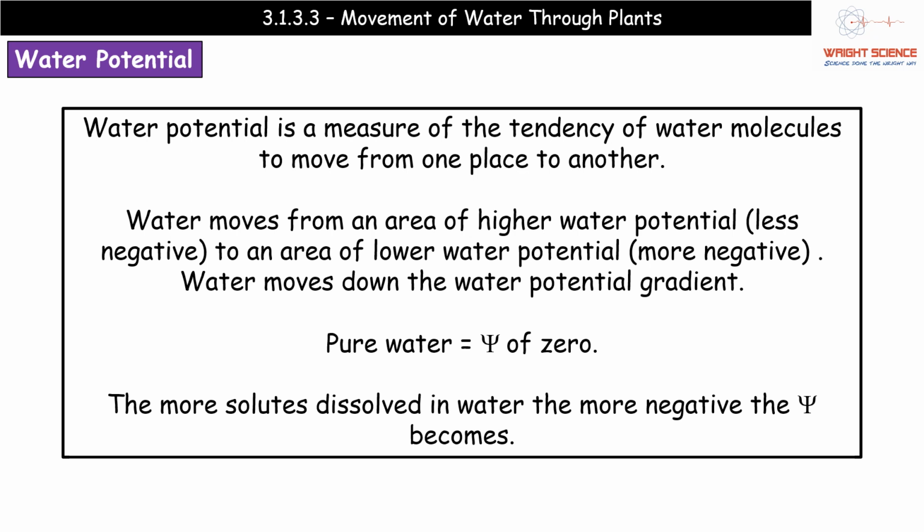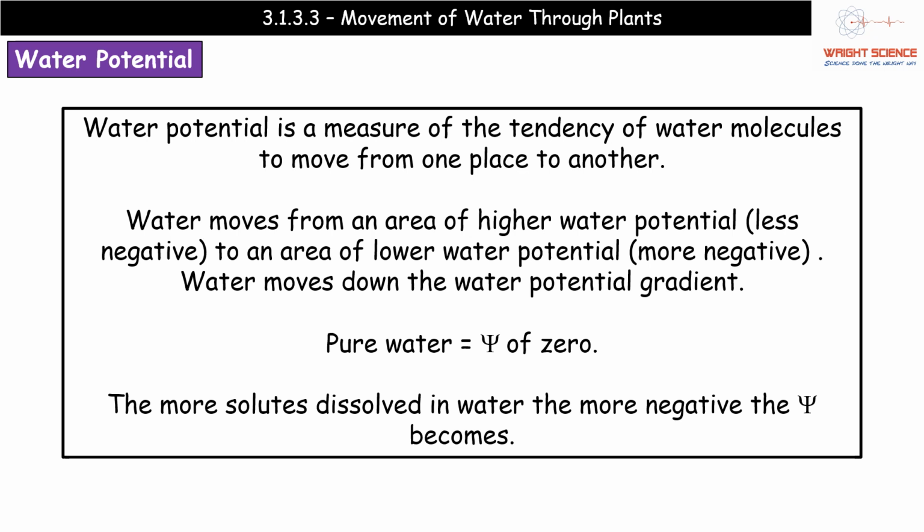What we do need to understand before we leave this whole idea of water moving through our plants is a little bit more about our water potential, because this is something we've mentioned at a few points across not only your A-level course but back at GCSE as well. But we need to make sure we really understand what we're talking about when it comes to water potential. So first of all, when we talk about water potential, it's a measure of the tendency of our water molecules to move from one place to another.